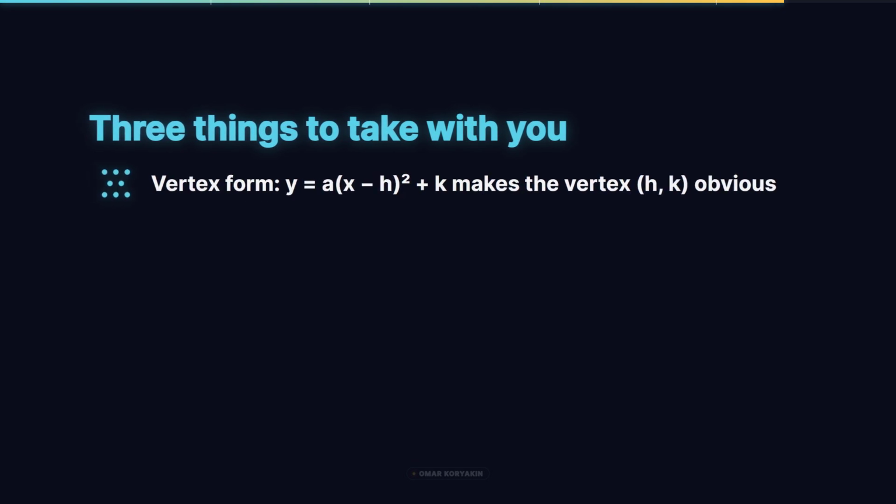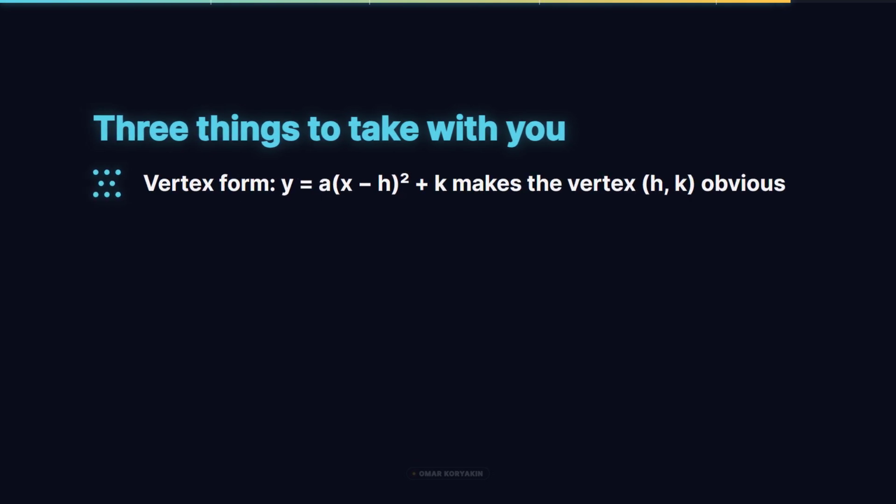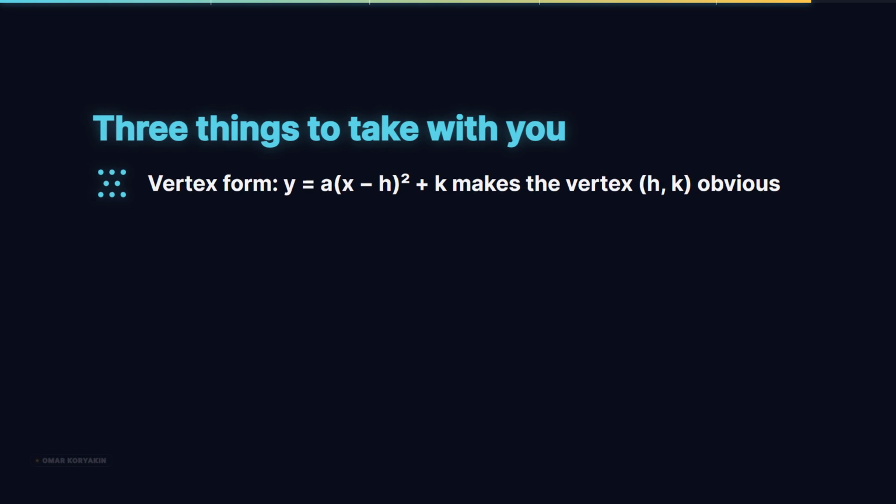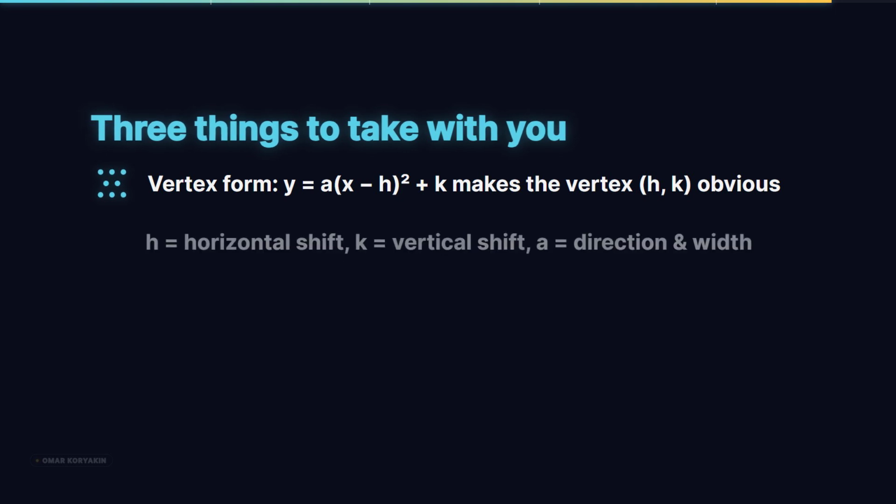The three constants describe the parabola completely. H is the horizontal shift. K is the vertical shift. A determines width and direction, exactly as in standard form. Combine them and you can sketch any parabola from its vertex form.